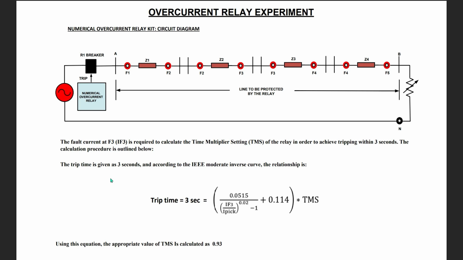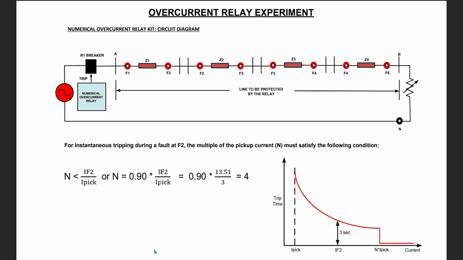The tripping time is given as 3 seconds, and according to the IEEE moderate inverse curve, the relationship is shown here. This is the defined IEEE equation, which is equal to 3 seconds. The only unknown in this equation is TMS, the time multiplier setting. Using this equation, the appropriate value of TMS is calculated as 0.93.